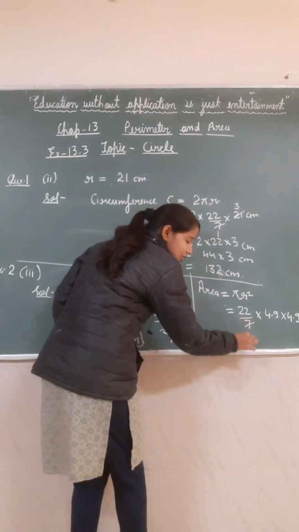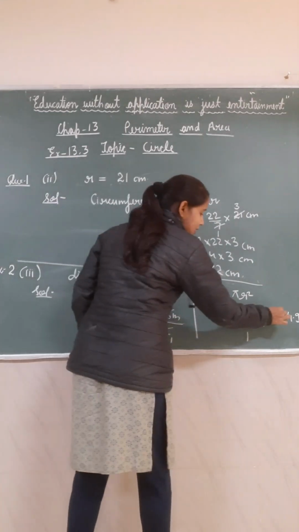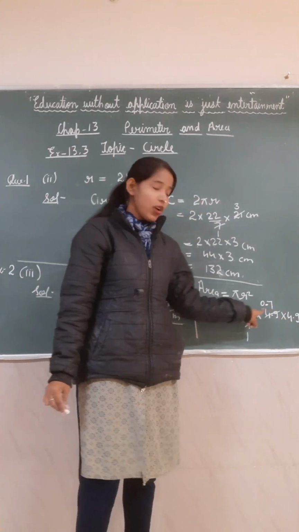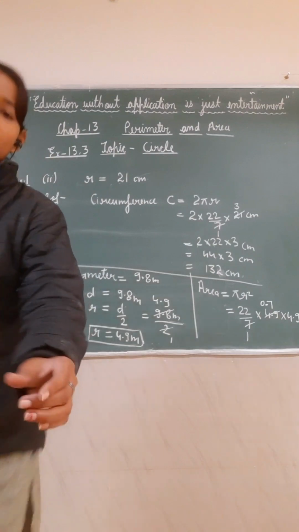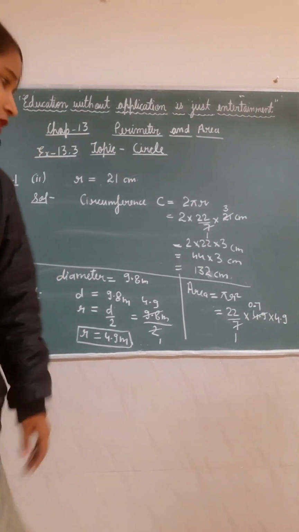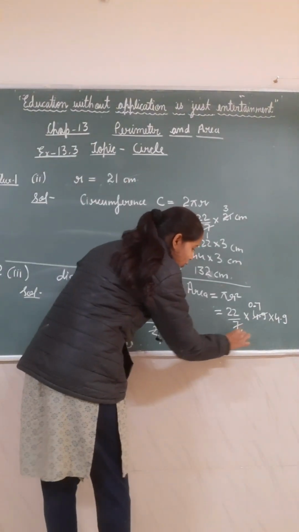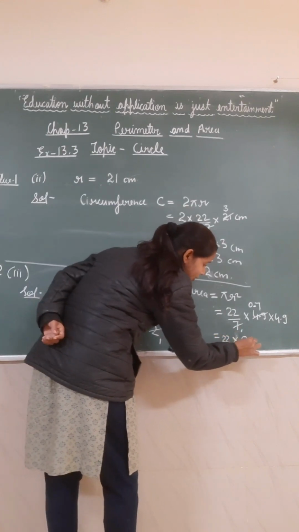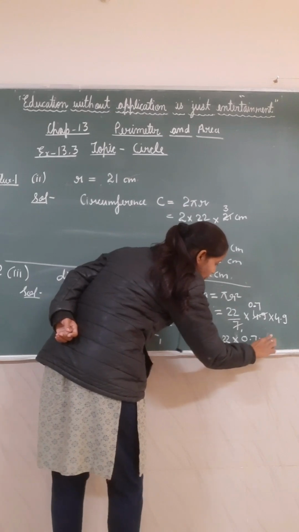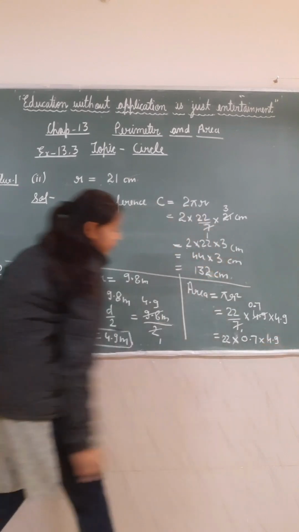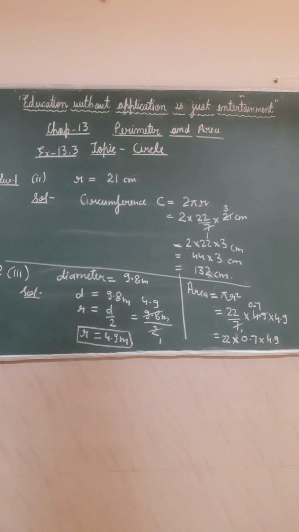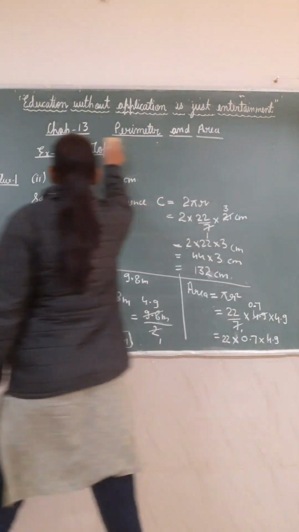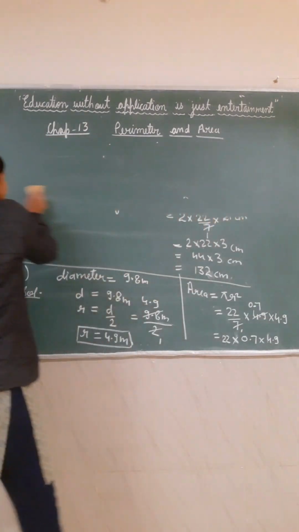So 7 ones are 7 and 7 sevens are 49, means 0.7. What will come here? 0.7, right? So it will be equal to 22 multiplied by 0.7 multiplied by 4.9. So calculate it. What will be the answer? I am rubbing the board upside down. Calculate the answer fast.